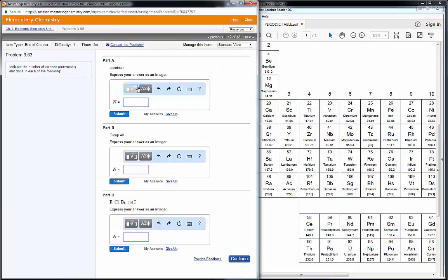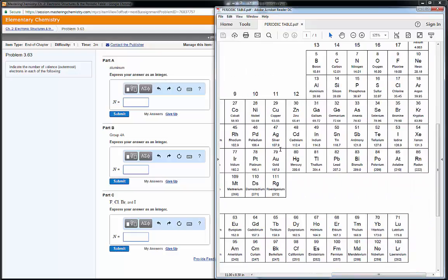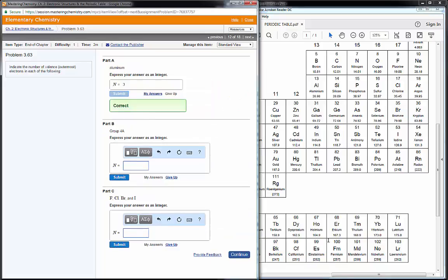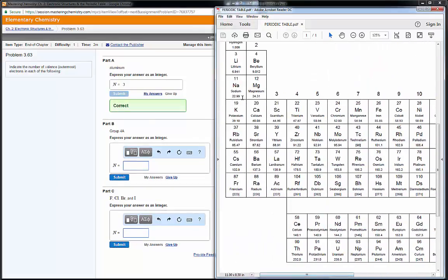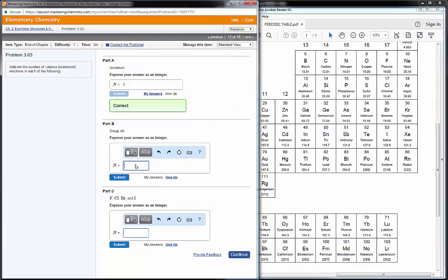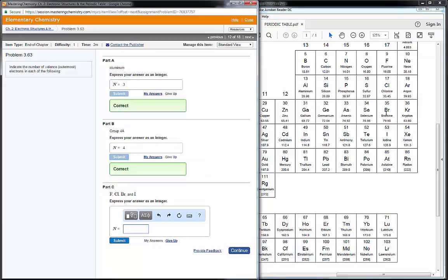Tell the number of valence electrons. Again, you just look at the column number. Here aluminum is in column 3, so it has 3. Group 4A, which is also on this periodic table given as 14. So 1, 2, 3, 4. It's going to have 4. And fluorine, chlorine, bromine, and iodine in this group, they are in group 7, so they have 7.